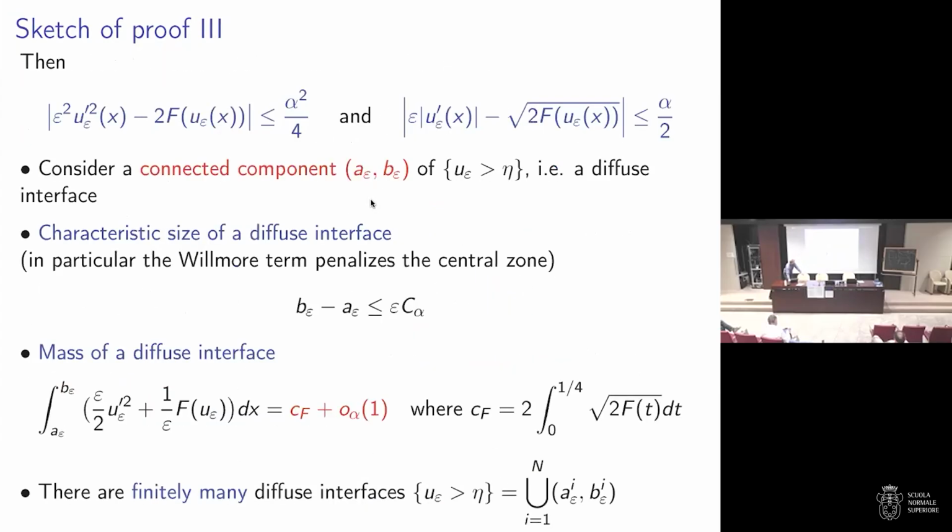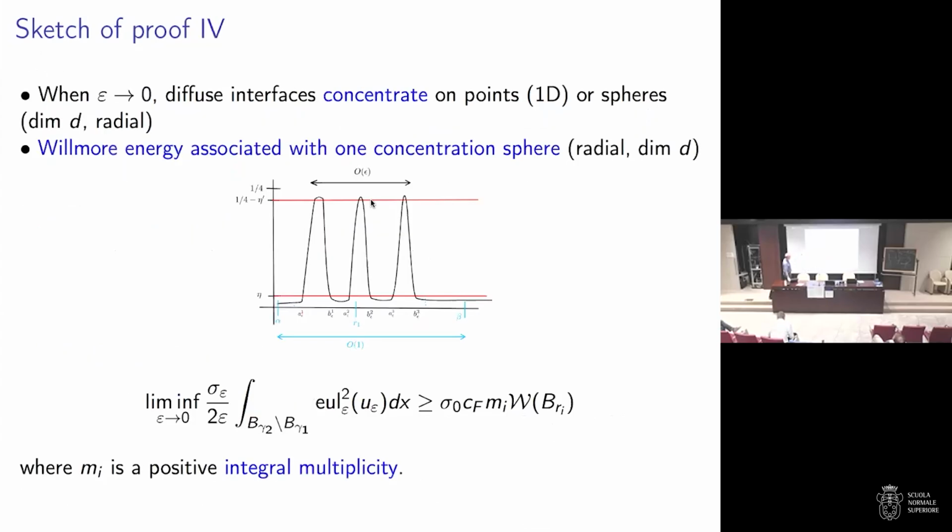So using this pointwise control of the discrepancy function, we're able to prove that the characteristic size of a diffuse interface is controlled by ε. It's quite small. So you go up and you don't stay much. You go down almost immediately. Then you can evaluate the mass of a diffuse interface. Going up costs you C_f divided by 2, going down C_f divided by 2. And because you don't stay very much above, this is small o of 1. And there are finitely many diffuse interfaces and so on.